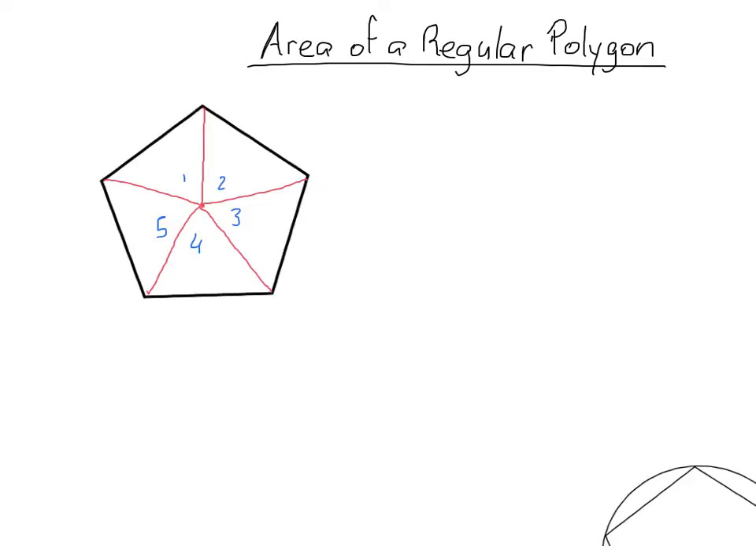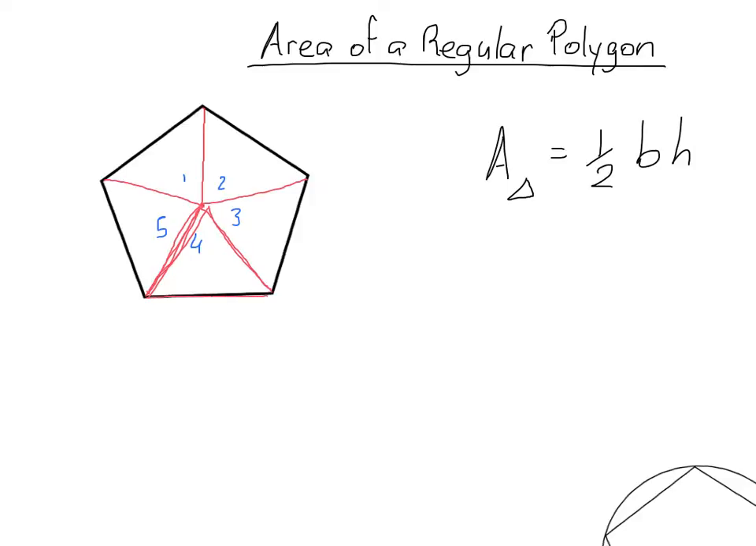Well, we know that the area of a triangle is equal to half base times height. So the area of a triangle is equal to half base times height. Let's look at triangle number 4, just because it's nice and easy to see right there at the bottom. Let's fix that up a bit. All right, so we're looking at triangle 4.